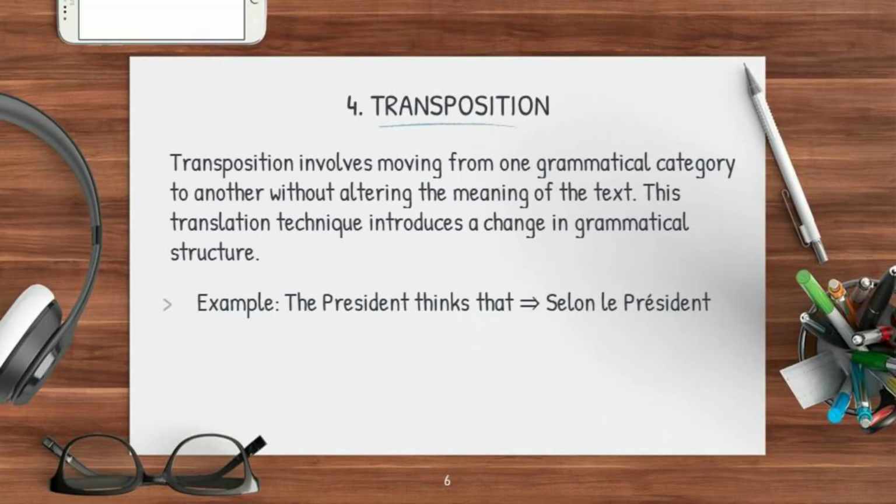4. Transposition. Transposition involves moving from one grammatical category to another without altering the meaning of the text. This translation technique introduces a change in grammatical structure. For example, the president thinks that; selon le président quiere decir según el presidente en español.